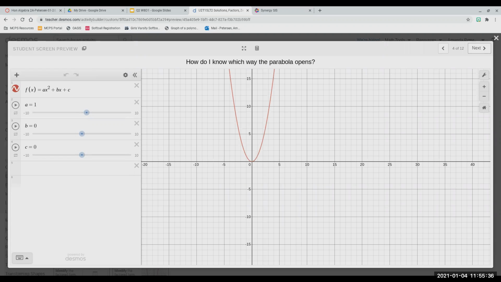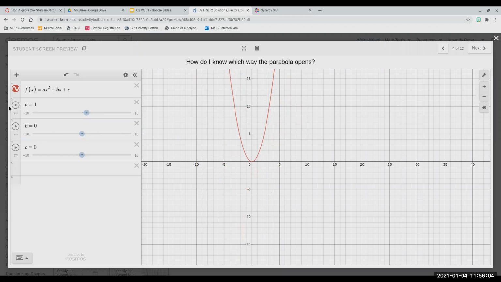All right, so after playing around with the sliders, you should notice that if I change C, all that happens is my graph moves up and down. If I change B, it's just going to move my graph right and left. Now, don't get so caught up on exactly how each one affects it. The big idea is we want to know which one changes how it opens up or down.